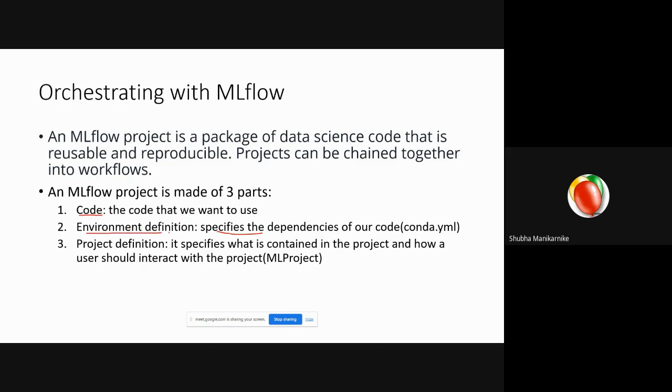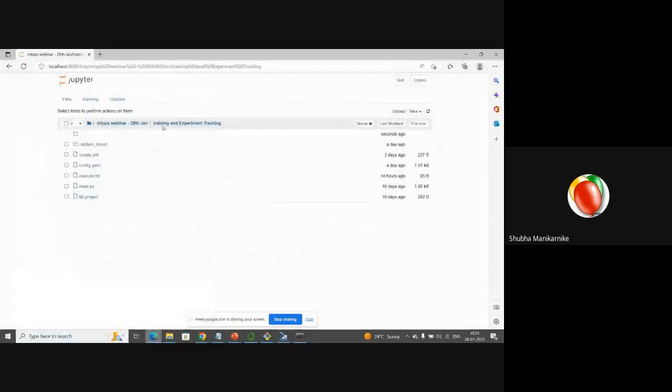You will have to give an environment definition. This is generally a conda.yml file, which says what dependencies are needed: pandas, numpy, or whatever. And you will have a project definition. MLflow will look at this project definition and see what has to be executed. So let us quickly take a look at an example of how this will work.